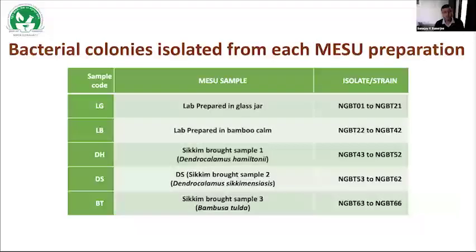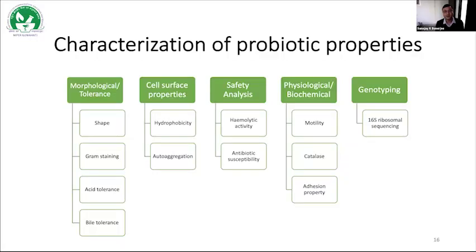As I said, we have 5 different preparations, and we tried to collect as many colonies as possible. We collected 20 colonies from this preparation. But for the last one, BT, we didn't get a lot of colonies. One reason we realized is that sometimes, when bamboo shoots are fermented, at the end they put in some preservative that kills the bacteria. The last commercial one also gave very few colonies, but we collected a few. So in total 66 colonies were isolated, and then we characterized them for their in vitro properties.